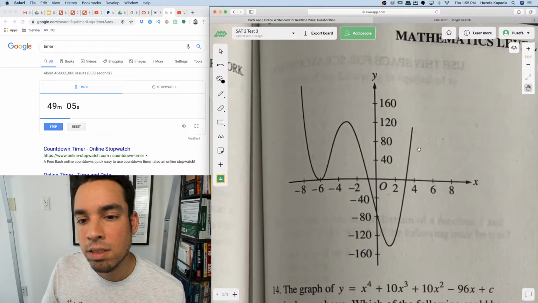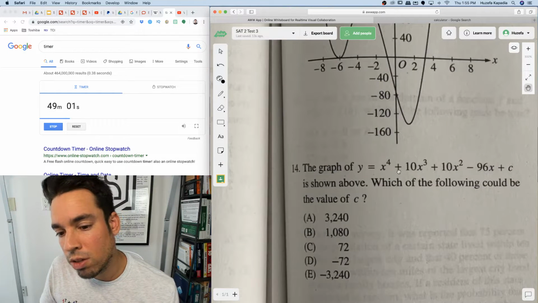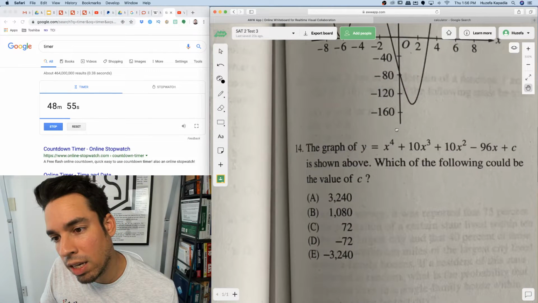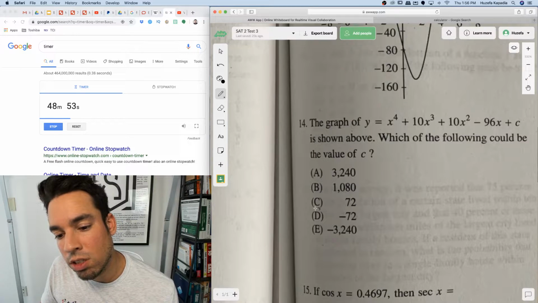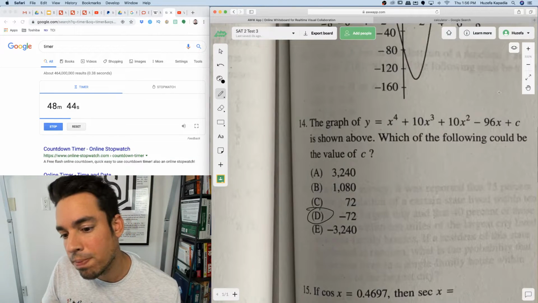Okay, next is number 14. Graph of blank is shown above. Which of the following could be the value of c? Negative 80. Oh, negative 72. It's just the y-intercept. If x is 0, all this cancels out, and then it'd just be that c value, which is negative 72.